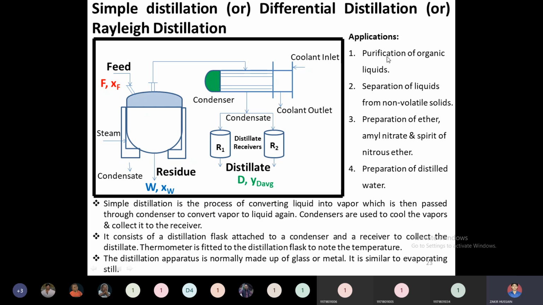Simple distillation finds application in the removal or purification of many organic liquids, since organic liquids have a large temperature difference between them and water. So simple distillation can be used to separate these organic liquids. Then, separation of liquids from non-volatile solids.